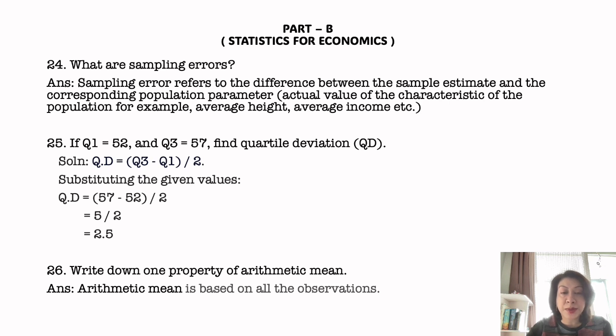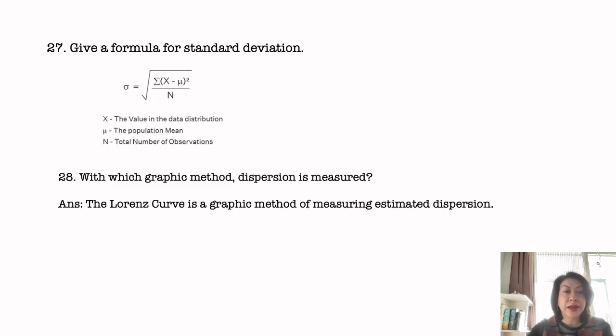Here there are many properties. You are supposed to mention any one. Here I have mentioned arithmetic mean is based on all the observations. Let us proceed to question number 27.